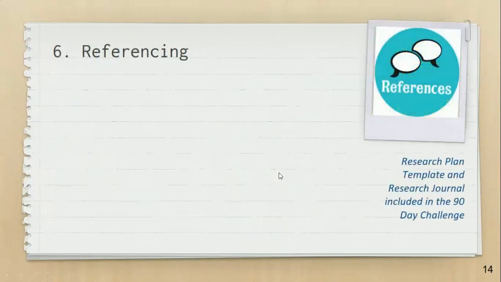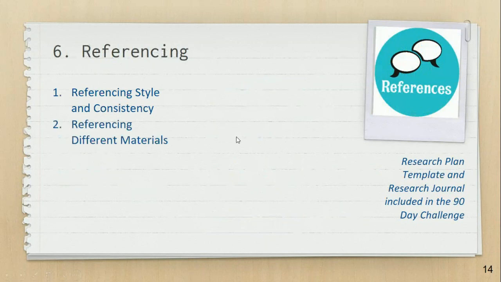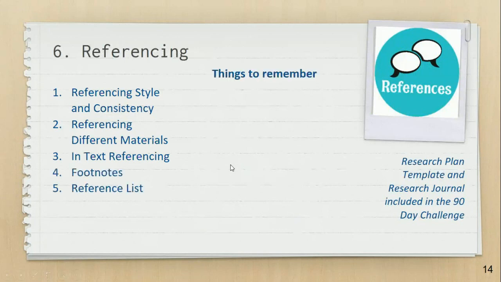Awesome. So next we're going to look at referencing. All right, so there's a research plan template and a research journal that's included with the 90-day challenge. So if you do the 90-day challenge, you'll have some extra templates available to you as well. So referencing style and consistency, we're going to look at quickly. We're going to look at referencing different materials. We're going to look at in-text referencing and footnotes in comparison to reference list. Now, what I want to go through before we go through those things is the things that you need to remember.